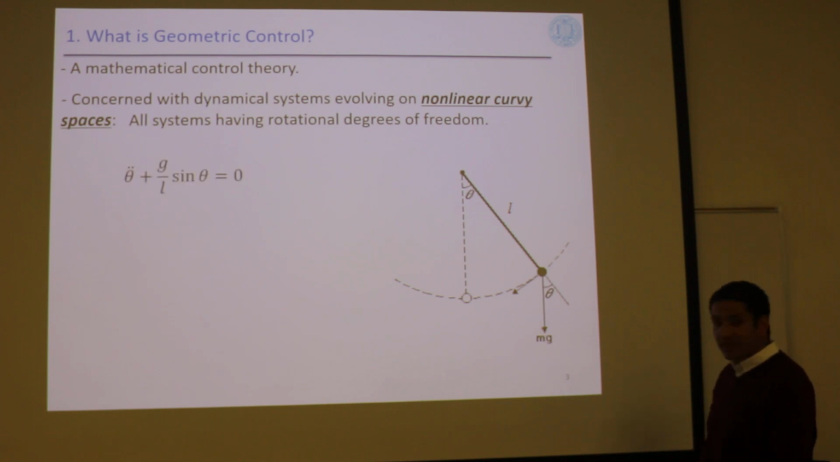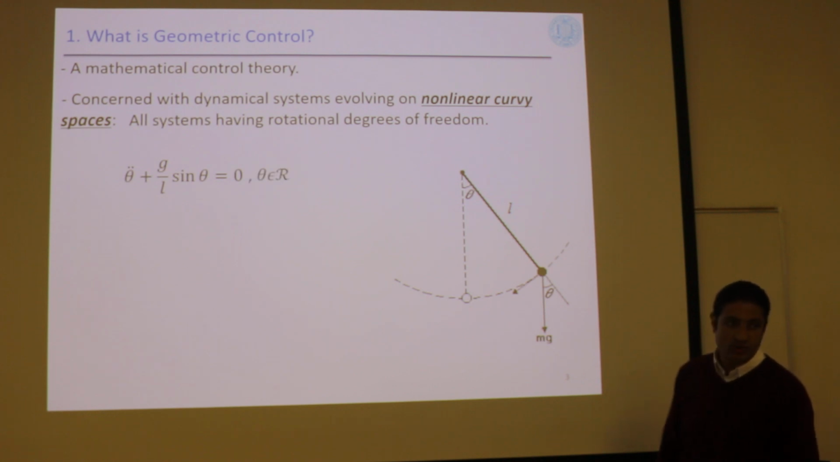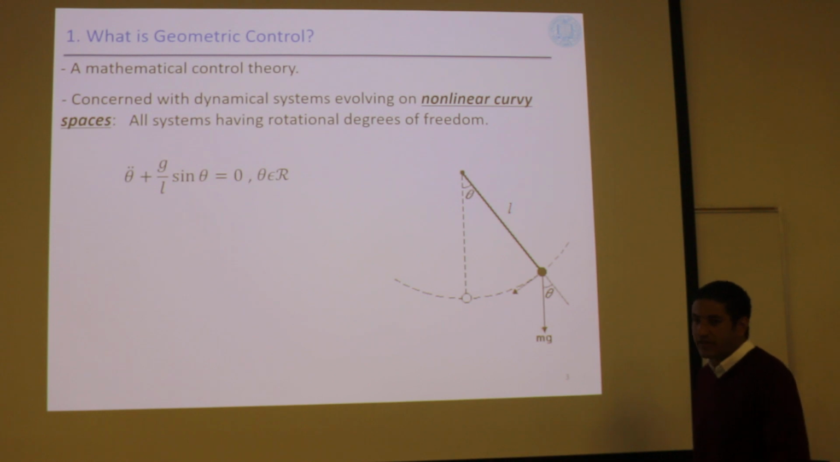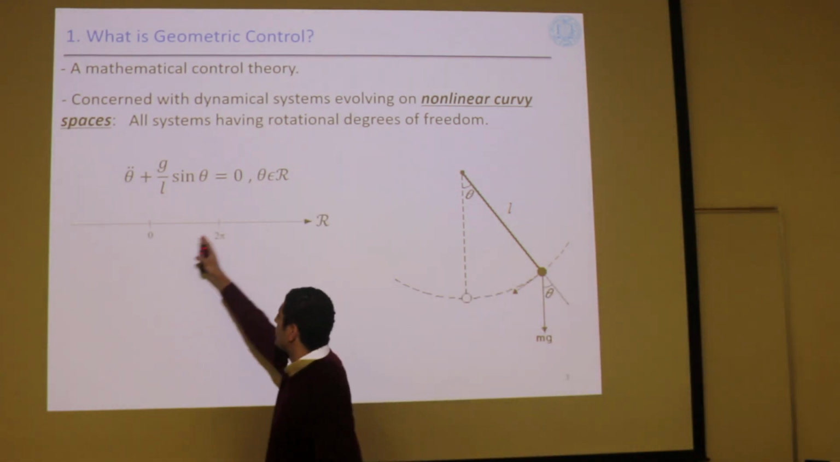So this is your differential equation, theta double dot equals minus g over L sine theta. In even some rigorous books, you will find them saying where theta belongs to R, right? Theta is just a number, and we think that it belongs to R, the real line. Actually, it's not. Why? Because here's the real line. Here is the point 0, here is the point 2 pi.